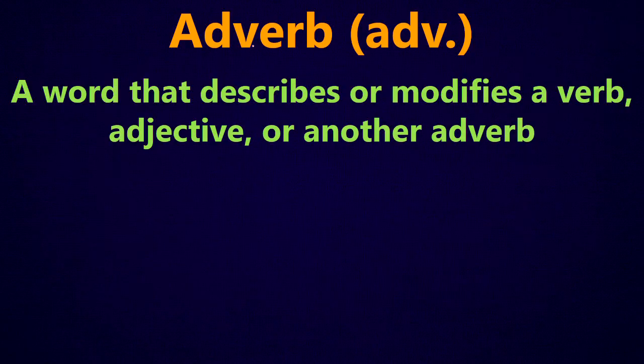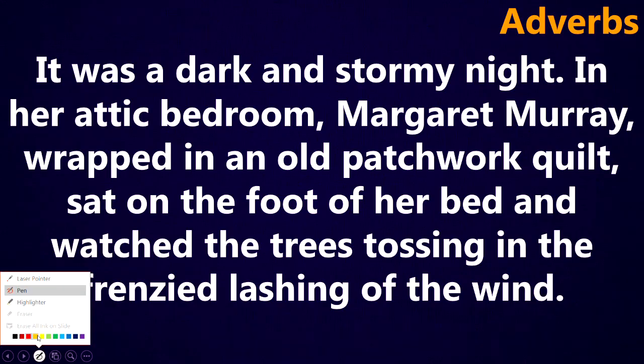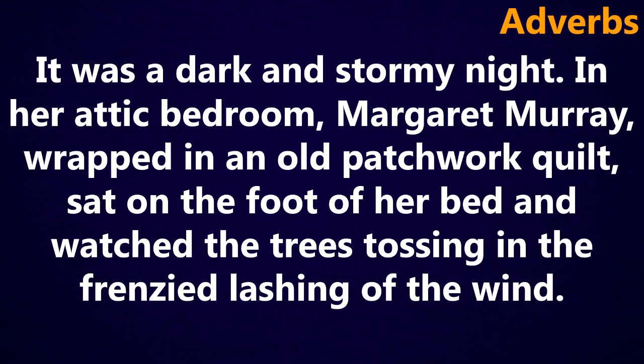So the next kind of word we're going to look at are adverbs, because remember, adverbs describe verbs, but they can also describe adjectives or other adverbs. So again, you can pause the video, see if you can find any adverbs. So any describing words that aren't describing nouns, and then press play when you think you found any. So it was a dark and stormy night. None of these are adverbs. In her attic bedroom, Margaret Murray, wrapped in an old patchwork quilt, sat on the foot of her bed and watched the trees tossing in the frenzied lashing of the wind. So in this whole section here, there are actually no real adverbs.